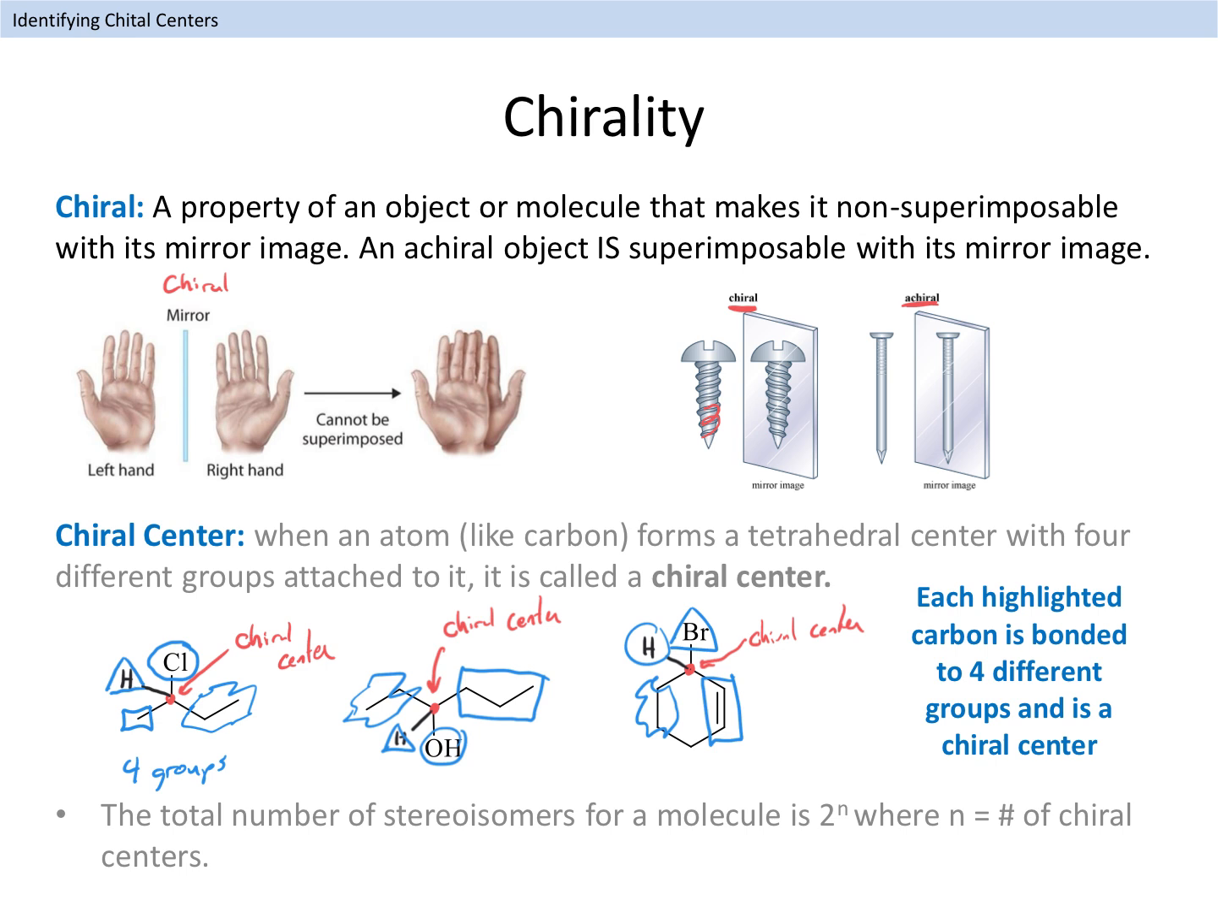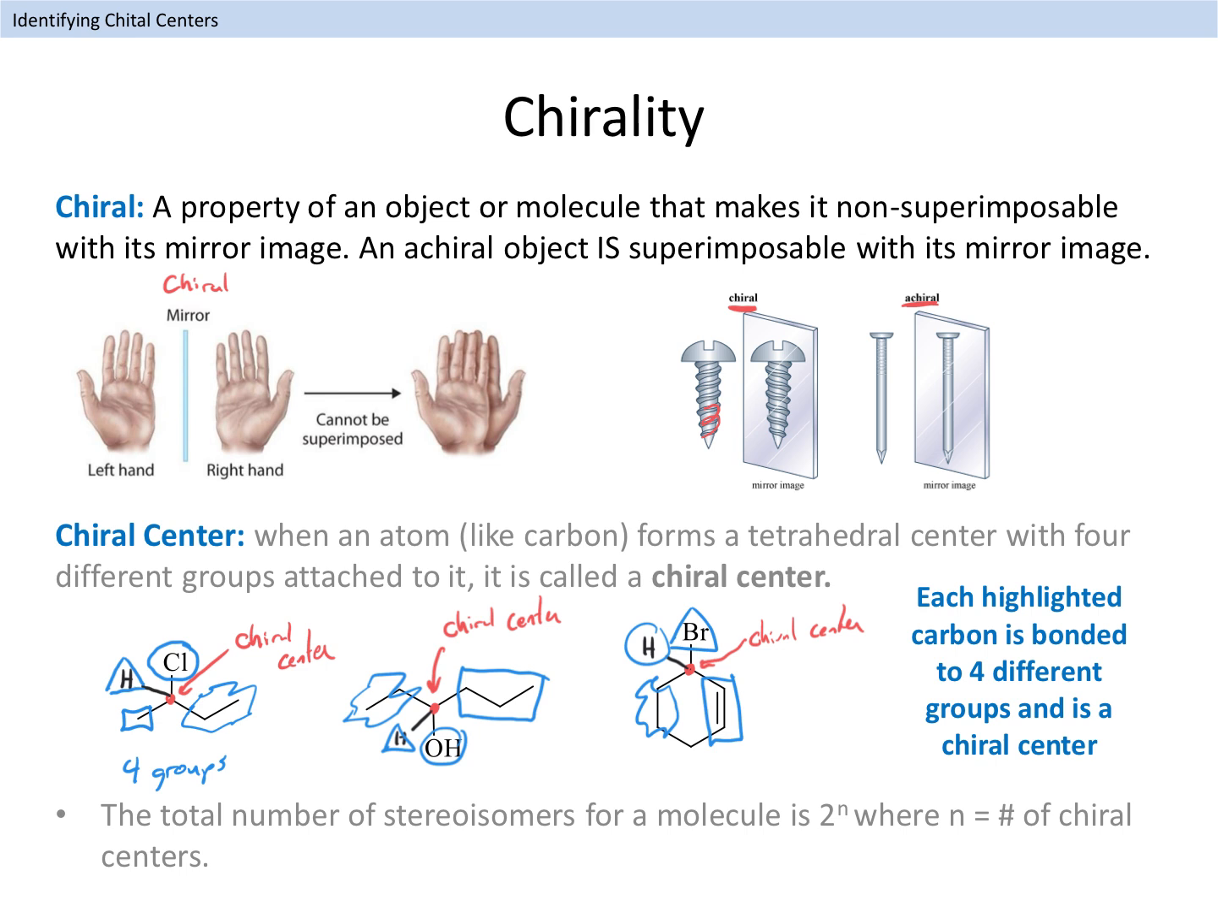This unique arrangement ensures that the molecules cannot be superimposed on their mirror images, which is a defining characteristic of chirality. All of these examples have exactly one chiral center, but many molecules have multiple chiral centers.